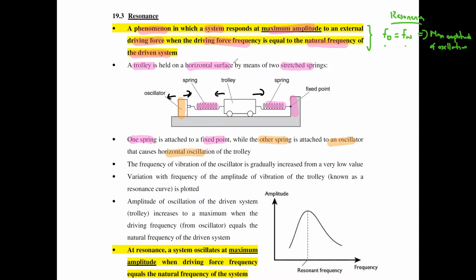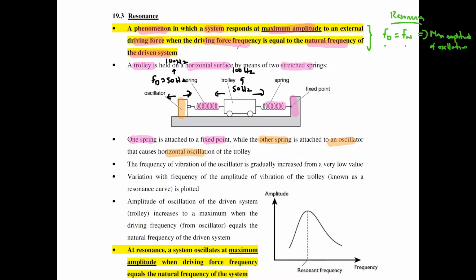Okay, so here, what we'll say is that if your oscillator has a certain frequency, we call this the driving frequency because this is the frequency that is actually being applied to your system. Say your driving frequency is 50 Hertz, it will cause your trolley to oscillate with 50 Hertz too. If you change it to say 100 Hertz, your trolley will then change to oscillate at 100 Hertz.